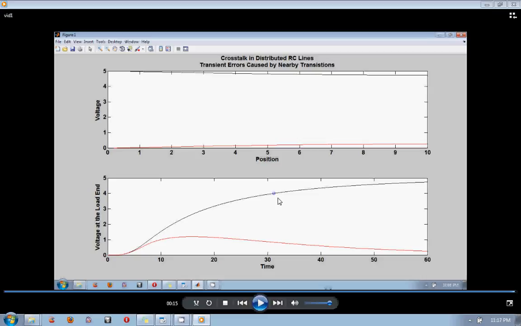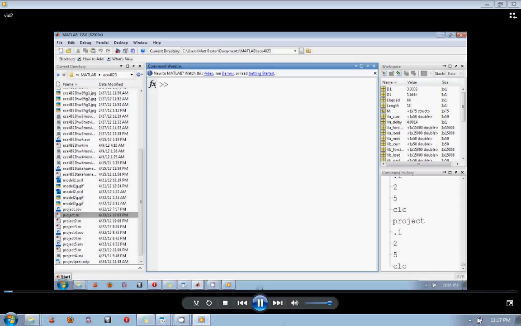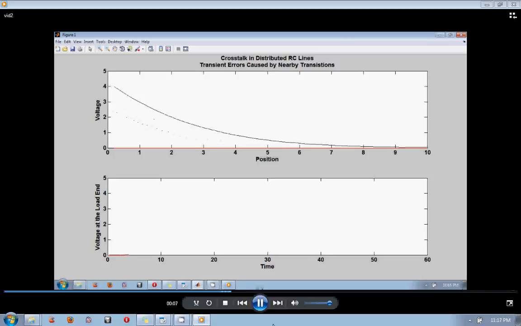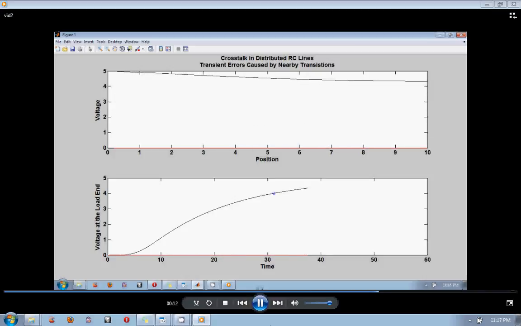This simulation showed a capacitive coupling equal to the normal capacitance. In this case, the threshold is crossed at about 31 time units. Now we will see what happens when the capacitive coupling is 0, and the normal capacitance is twice its previous value. Notice here that since there is no coupling between the wires, the undriven line remains at 0. Here again the threshold is crossed at 31 time units.